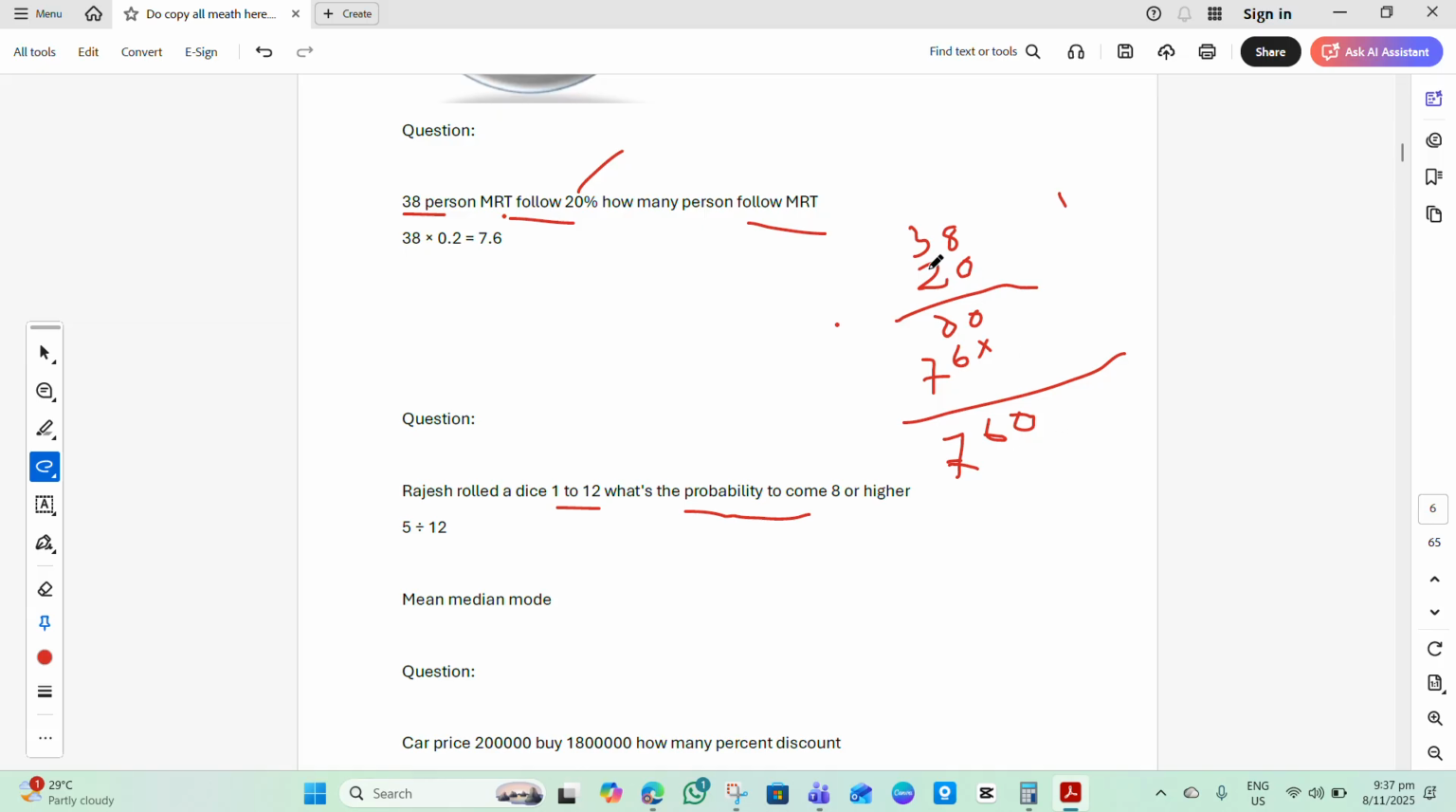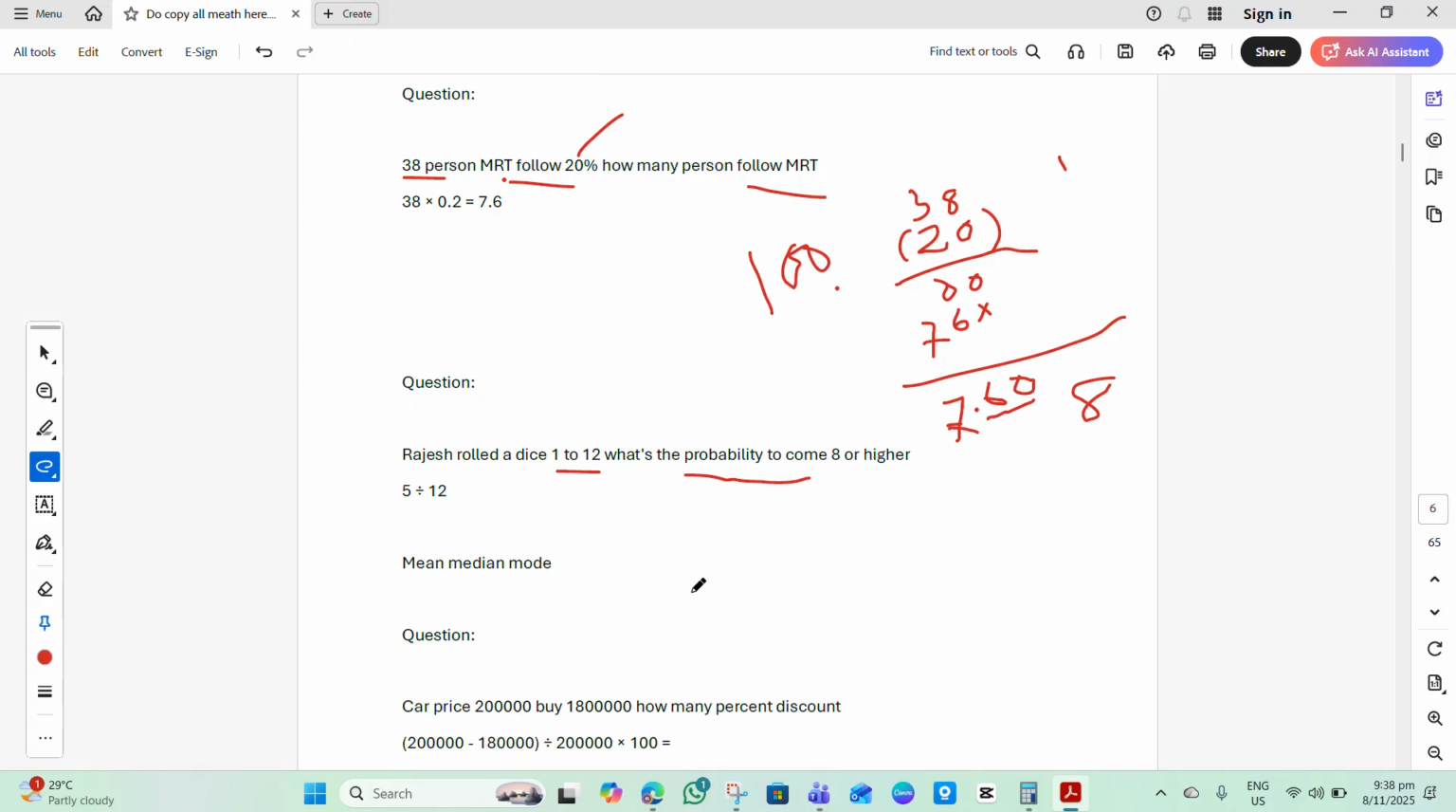Why 2 digits? Here the 20 is 2 digits. 20 is already a percentage, and we know 100 is 100%. So the 2 digits here we add, so from the front there should be a decimal point: 7.6. So total 8%.